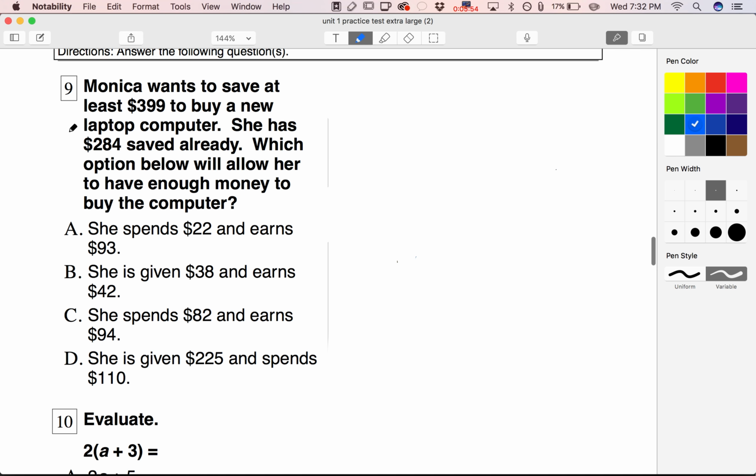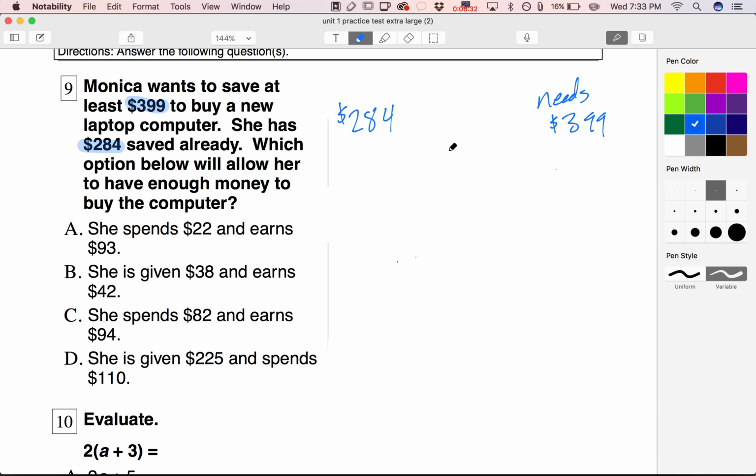Okay, number 9. Monica wants to save at least $399 to buy a new laptop computer. So highlight that. That seems important. She has $284 saved already. Which option below will allow her to have enough money to buy the computer? So if she spends $22 and earns $93. So she has 284. She needs $399. So we're just reorganizing the information right now.